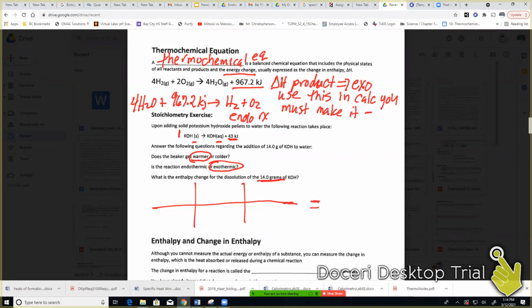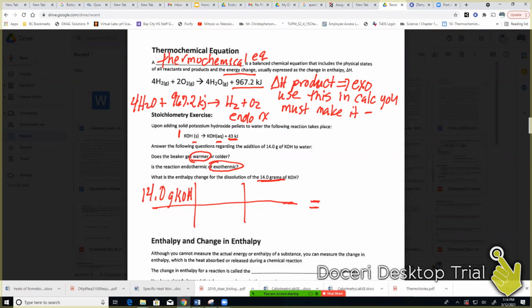I told my 4th period class that I know y'all are all over stoichiometry, but I personally love stoichiometry. Just like I love Hess's law, which we're doing on Friday. So I don't mind doing stoichiometry.